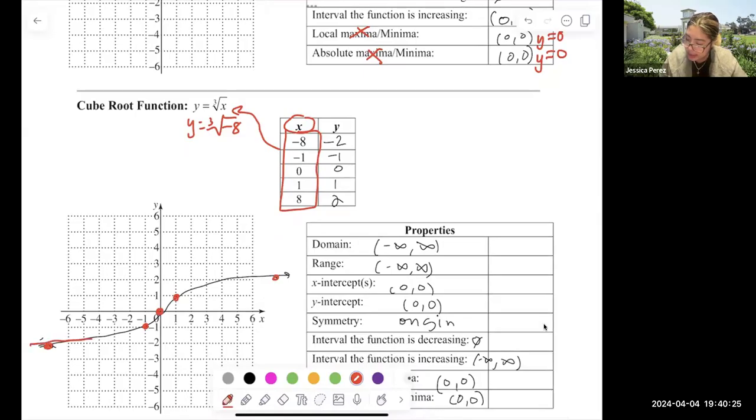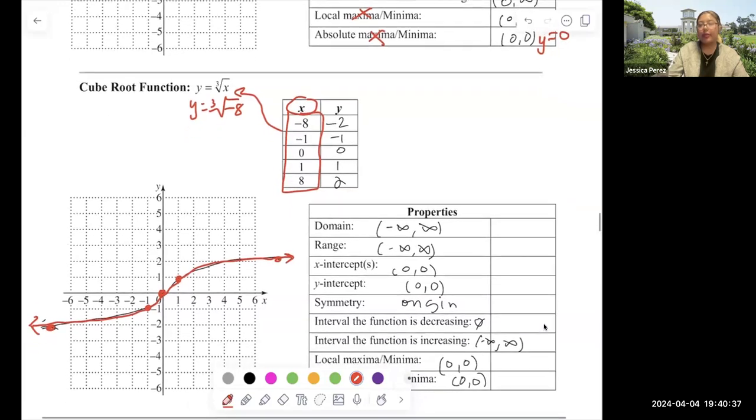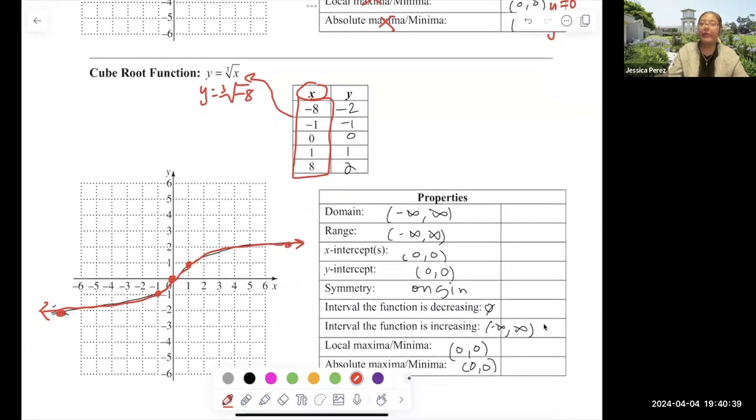So when I plug this in, this is -8, -2, -1, 1, 0, 0, 1, 1, 8, 2. So this looks like a snake. That looks like this. Okay. The domain is from left to right, -infinity to positive infinity. Your range is also from -infinity to positive infinity. There is an x-intercept here at 0, 0. Then you have the x-intercept and the y-intercept both to be 0, 0. It's symmetric towards the origin because this is an odd function.